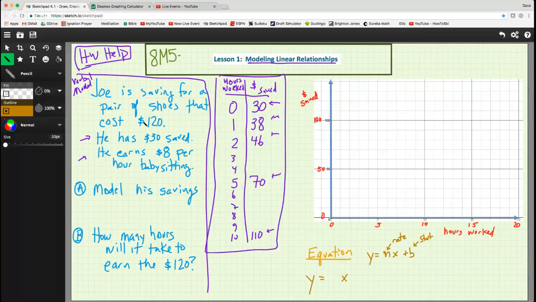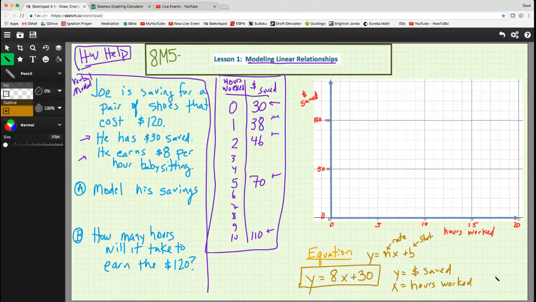Right, so let's see, what is his starting value? Well, he starts with $30, and that's a positive 30. So we know that's our y-intercept, or our b. And what's his rate? $8 per hour. So here's our equation, y equals 8x plus 30. We can just write that given this information. And this is where y is equal to our dollars saved. To be completely accurate, you have to say what this y is and what this x is. And our x is equal to our hours worked.